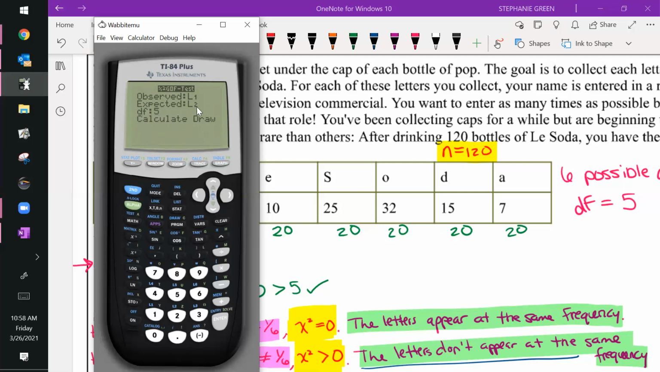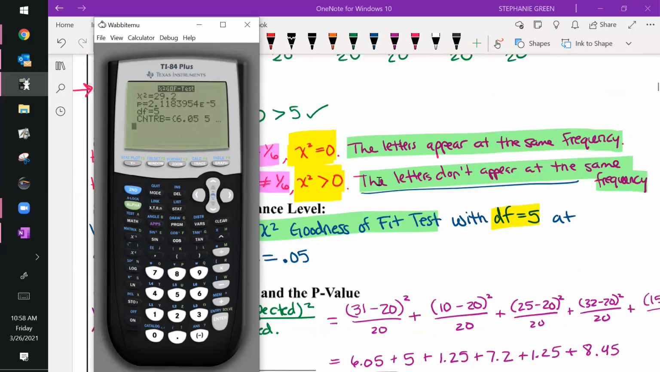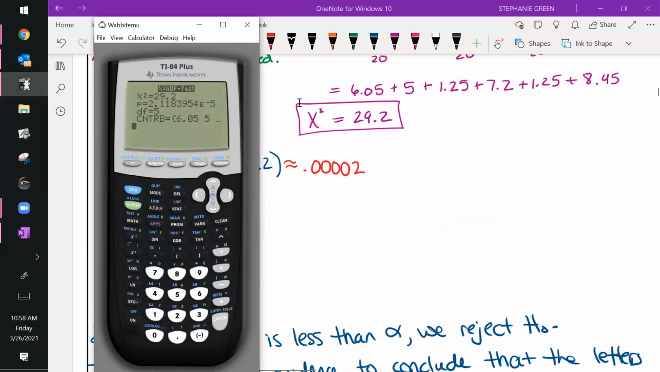Remember, draw should give you the same numbers, but also with a nice picture of what that looks like. And it's a great idea to include pictures of the curves with the shaded area on your AP exam. It'll earn you some extra brownie points. So I hit enter, and there we go. There's my chi-squared statistic, 29.2, exactly what they have here. And again, the p-value, 0.00002, exactly what we had here. So the exact same answers on our calculator.